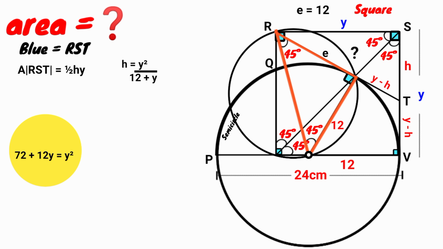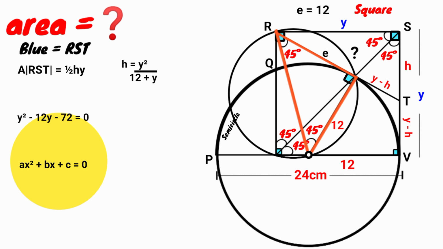Take 12y and 72 to the left. So y squared minus 12y minus 72 equal to 0. This is a quadratic equation. We can use the quadratic equation formula by which for any equation in the form ax squared plus bx plus c equal to 0, x equal to minus b plus or minus root of b squared minus 4ac all over 2a. Let x equal to y. Substitute it here and here. Now compare this equation to this. We'll obtain a equal to 1, b equal to minus 12, and c equal to minus 72.